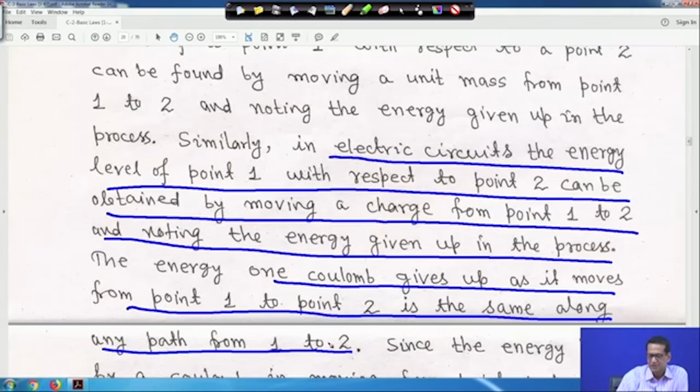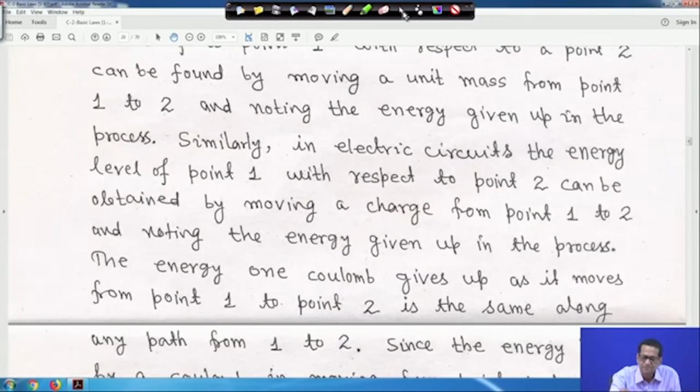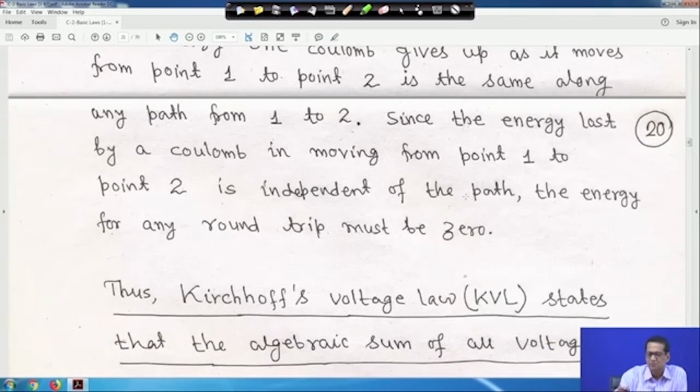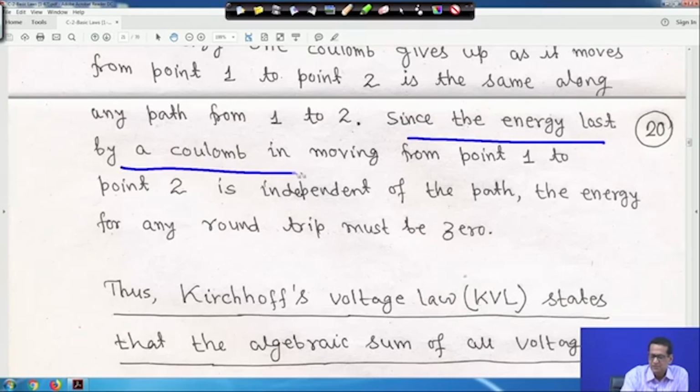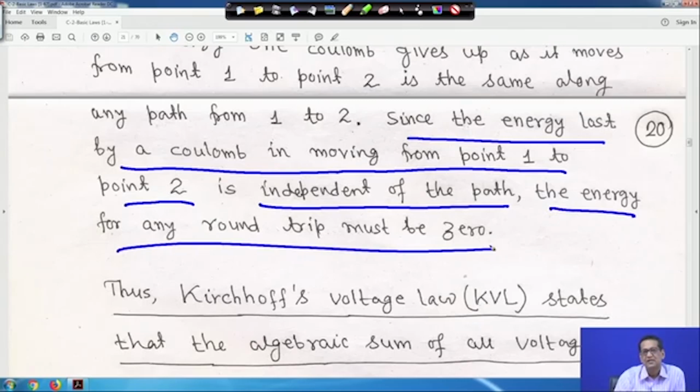So, you are taking a coulomb charge from point 1 to point 2 and noting the energy given up. Since the energy lost by a coulomb charge in moving from point 1 to point 2 is independent of the path, the energy for any round trip must be equal to 0. This is actually from the conservation of energy.